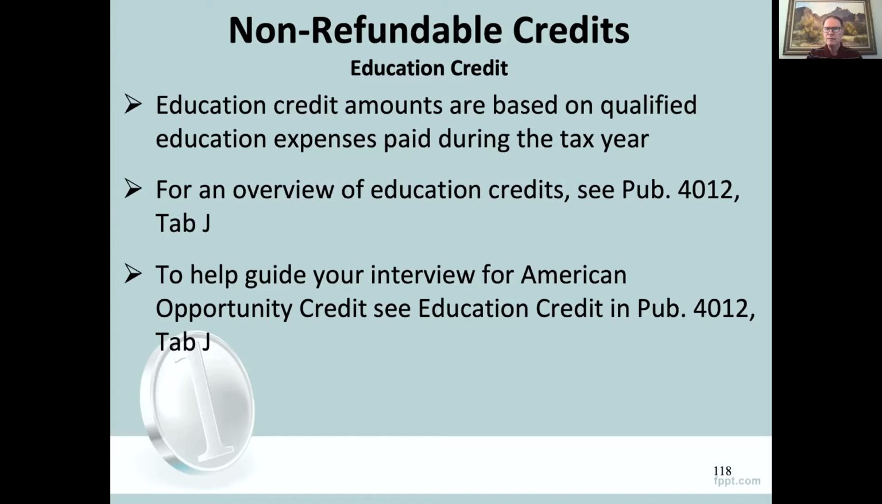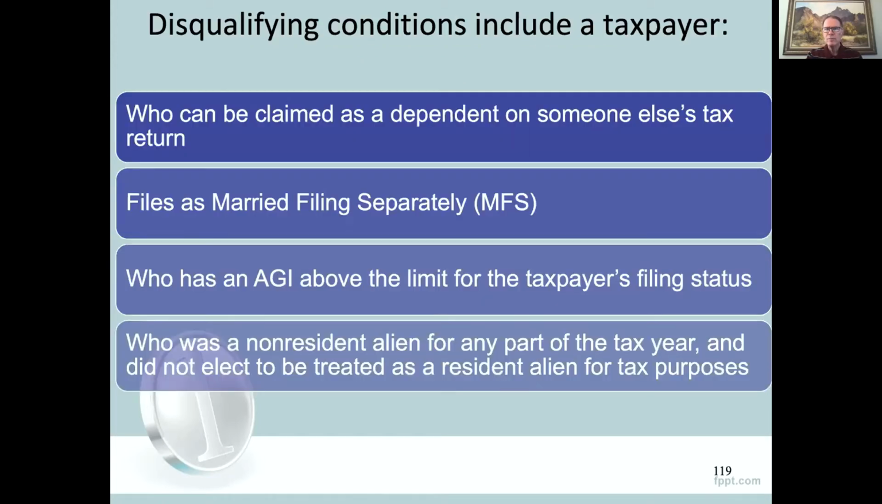But you don't have to know that much about what you're inputting. The software will take care of the calculations. You're going to have to ask who can be claimed as a dependent on someone else's return. If you're claimed on someone else's return, there's no way you're getting a credit. If you're married filing separately, there's no way you're getting a credit. If your AGI is above the limit for your taxpayer's filing status, you're not getting it.